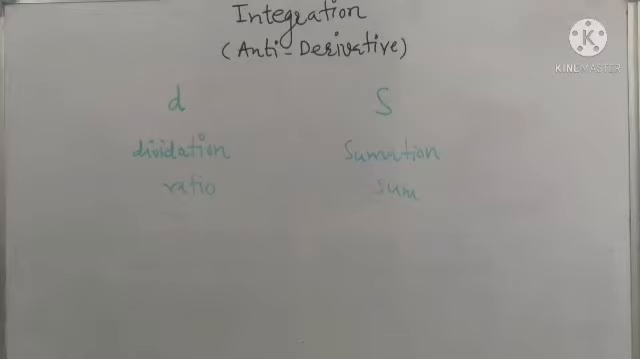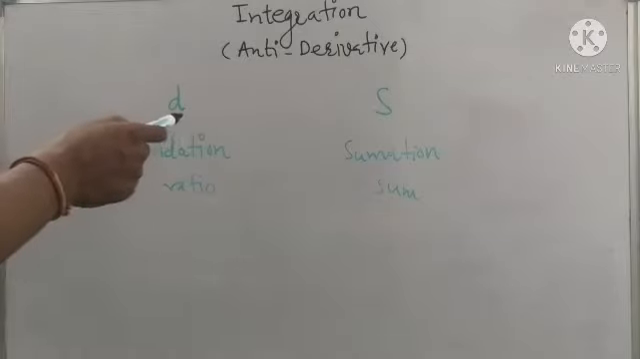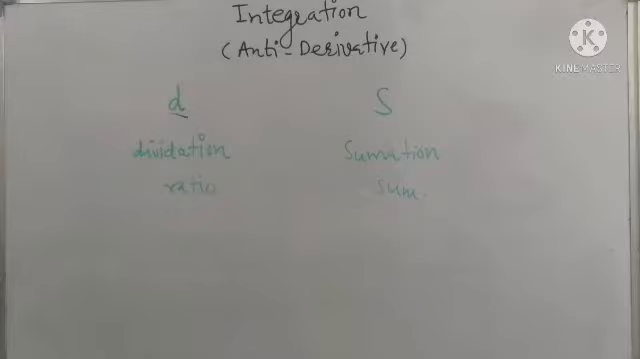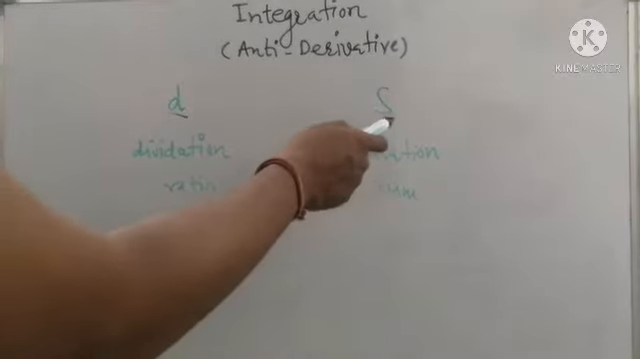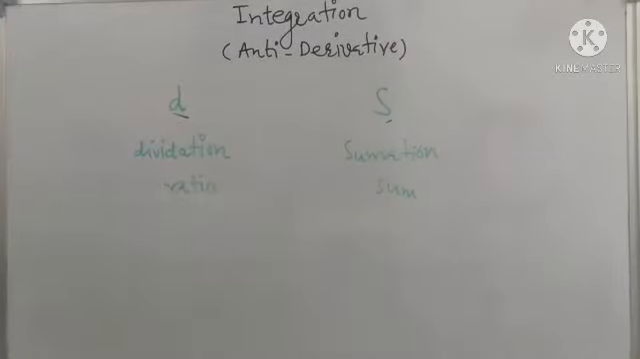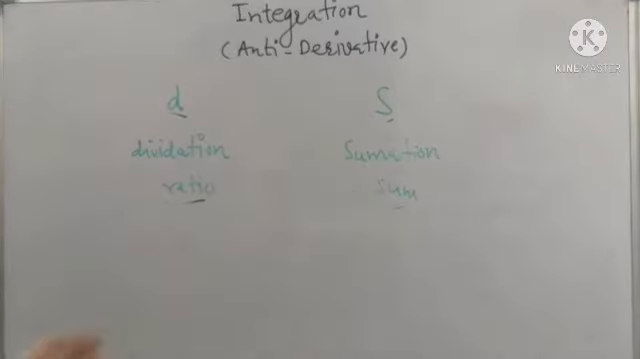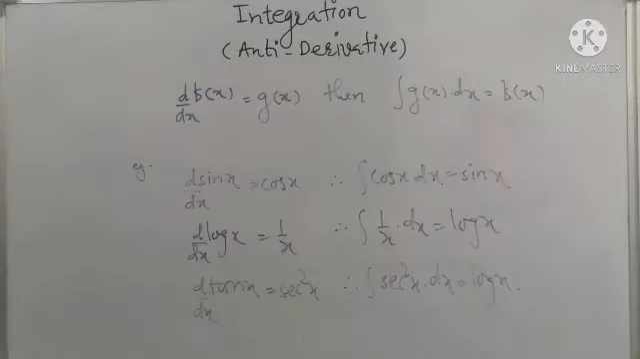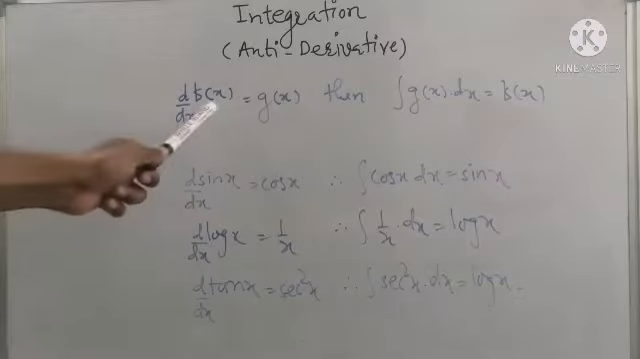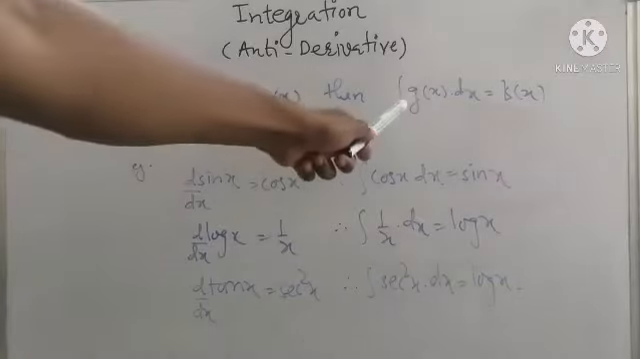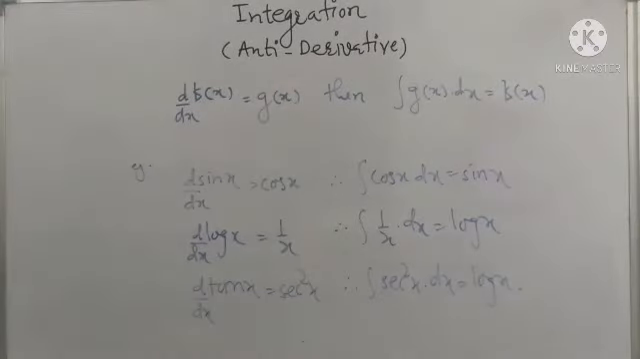The derivative is a division process, so the symbol of derivative is d. As integration is a summation process, the symbol of integration is S. Derivative is a rate, that means it is a ratio, and integration is a sum. Integration is the antiderivative, so we define it as: if derivative of f of x is equal to g of x, then integration of g of x is equal to f of x.